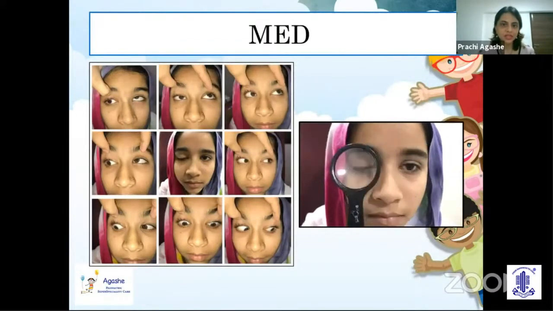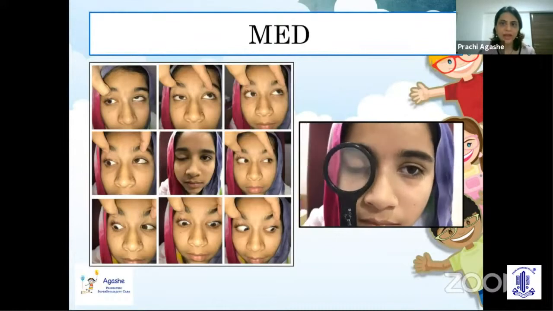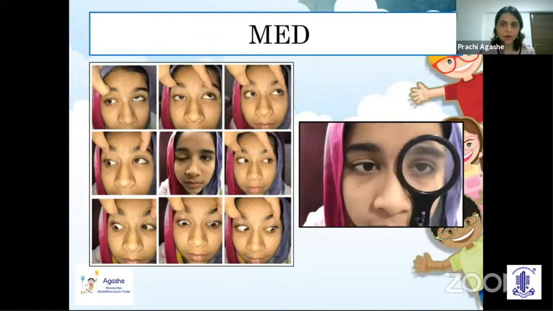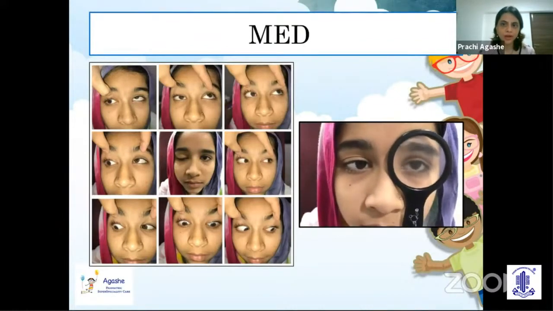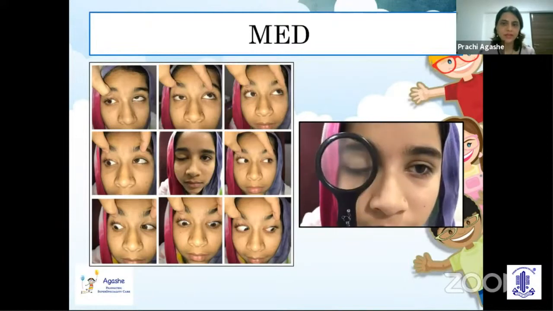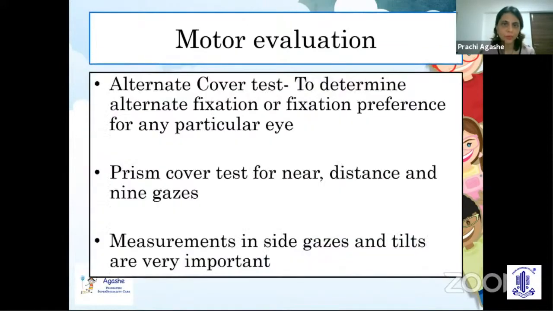So we see that this child does not have a head posture. And when we do the cover test, one eye comes from up to down and the other from down to up, as against in DVD where both eyes come from up to down. The prism cover test has to be done for near, distance, and as well as in all the 9 gazes. However, measurements in side gazes and tilts are very important.